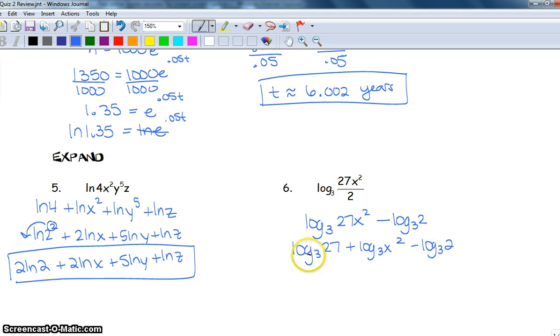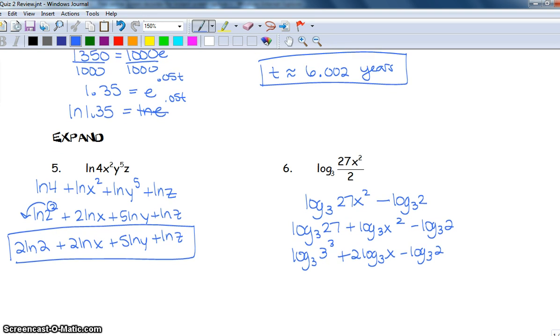We look at our first piece, log base 3 of 27. 27 can be broken down into 3 cubed. Our second piece, we can move the exponent out front. And in our last piece, nothing can be rewritten. So we're looking at our first piece again, log base 3 of 3. That cancels out, so we've got 3 plus 2 log base 3 of x minus log base 3 of 2.